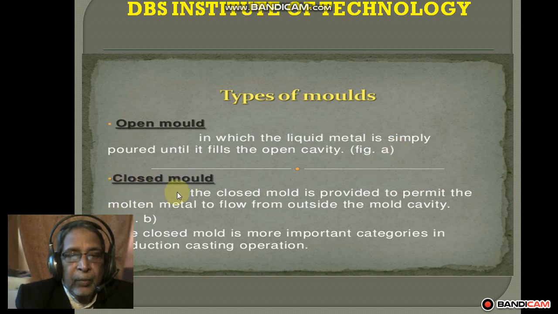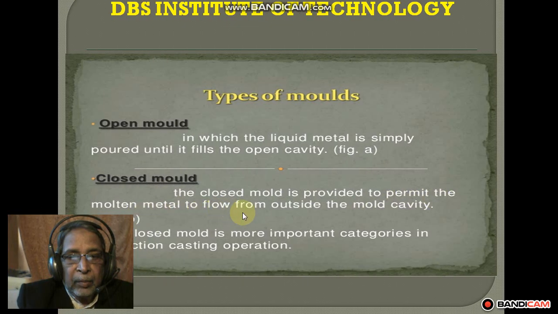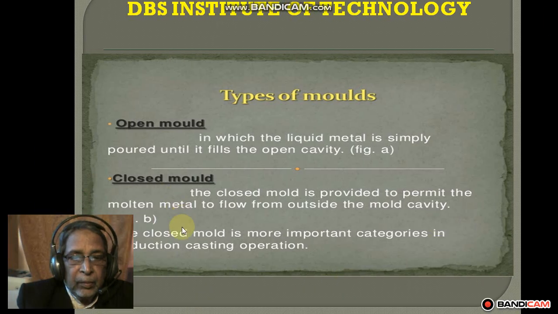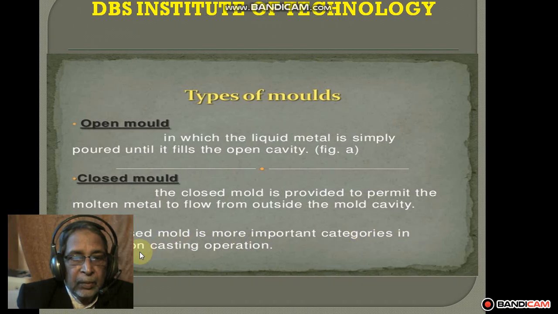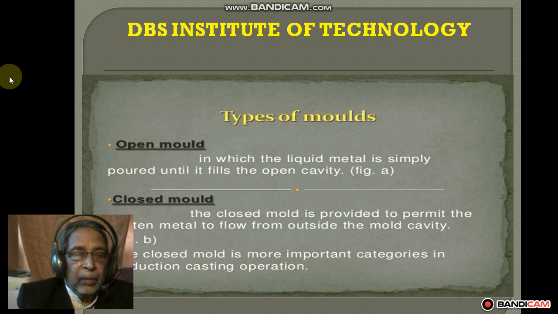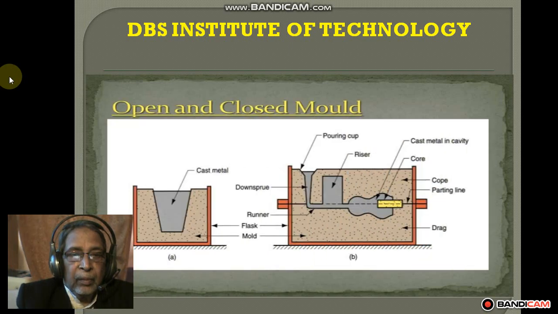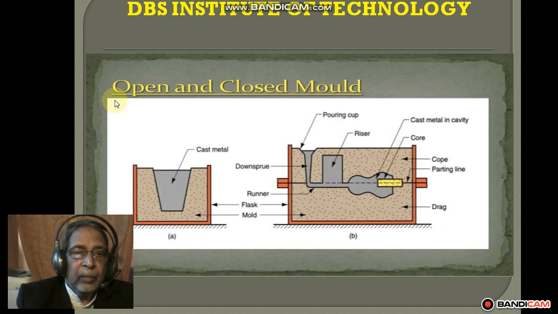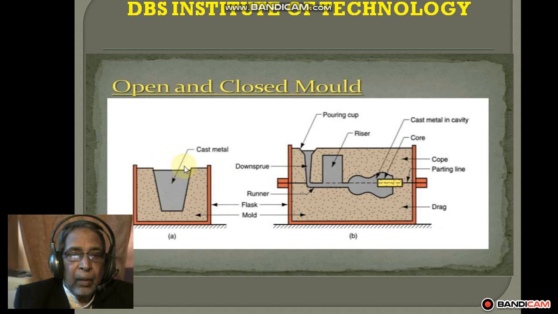Then closed mold. The closed mold is provided to permit the molten metal to flow from outside the mold cavity. The closed mold is the more important category in production casting operations. These are the two diagrams of open and closed molds. The left side is an open mold, where you can see it's open and cast metal can be poured directly into it.